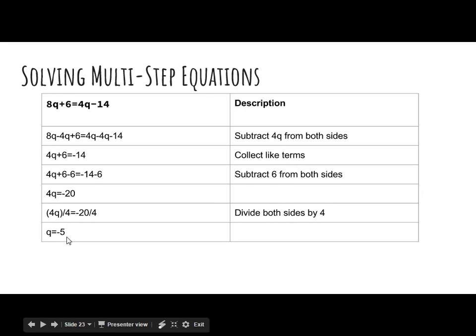So at this time, take a moment and ask questions if you have any questions. And also take the time to check your work and just make sure that when you put negative 5 into the equation, you get a balanced equation with the same number on both sides of the equation.